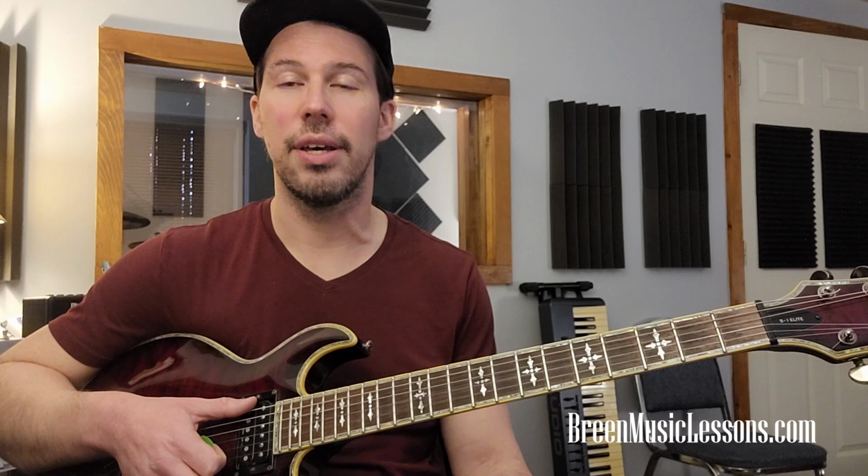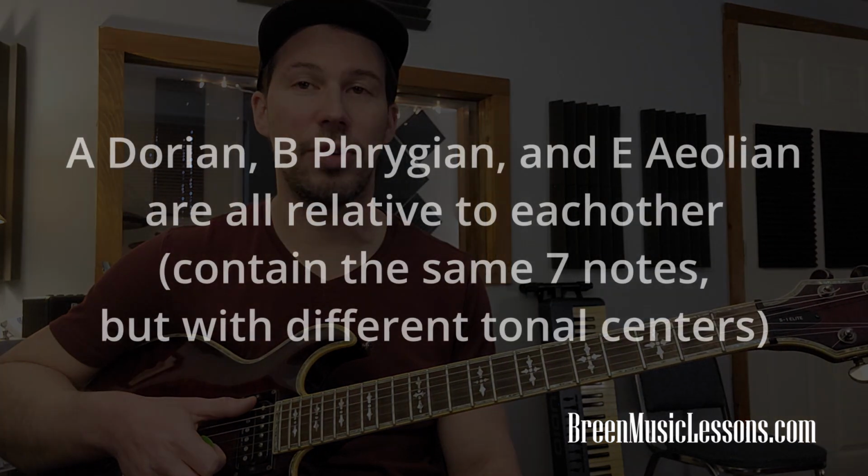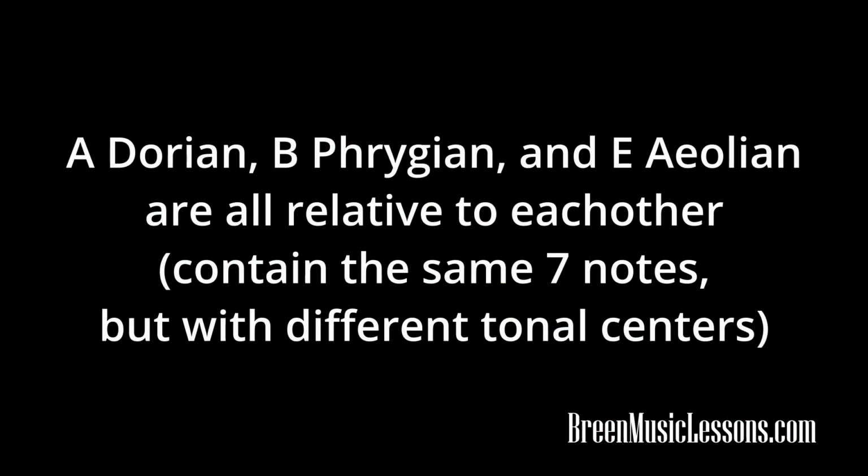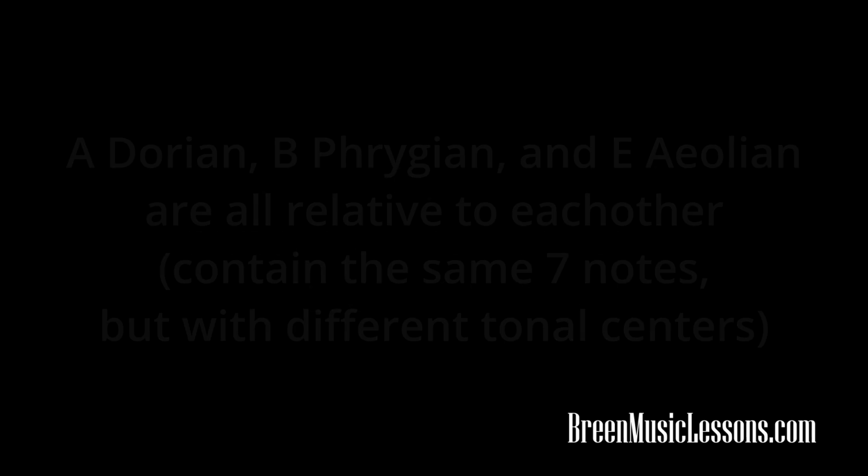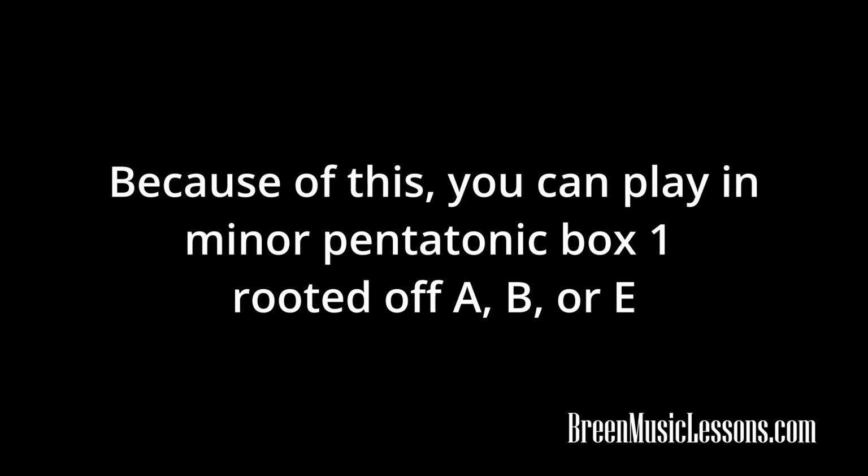For example, if I was talking about A Dorian, naturally I would think to do minor pentatonic box 1 off of A Dorian. But that minor pentatonic box 1 also fits over B Phrygian, because that is relative, and E natural minor, or E Aeolian, because that is also relative. So I could take one box and move it into 3 different locations, but I get different results each time because the interval combination is not the same.